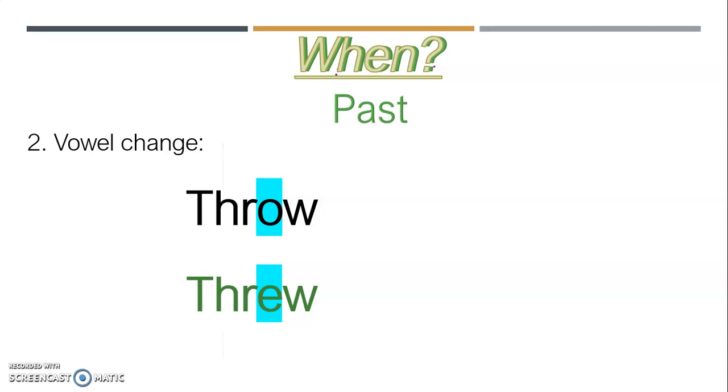Okay, next one is an example of a vowel change. So I have the word throw. Instead of me saying, oh, she's throwing something at me, maybe it already happened. So I'm going to say, she threw, notice that O changes to an E, something at me. Either way, that's sad. But those are our 2 ways. So either ED or a vowel change. Keep that in mind.